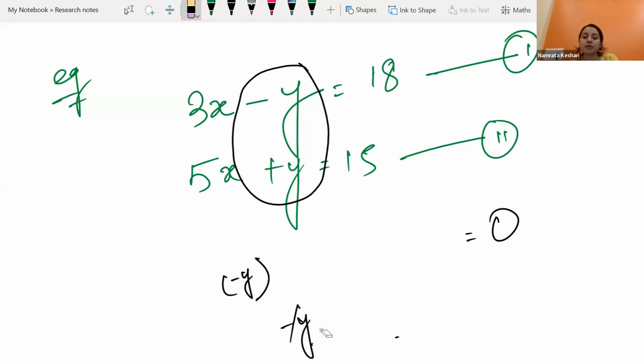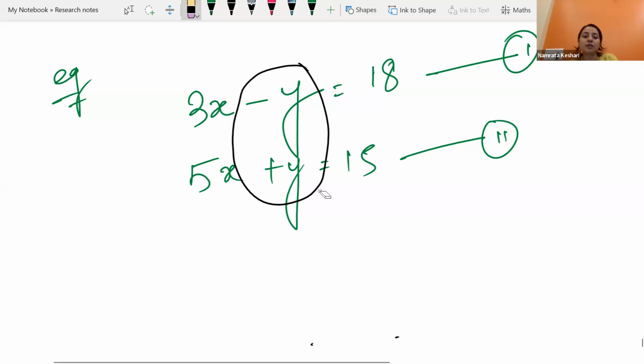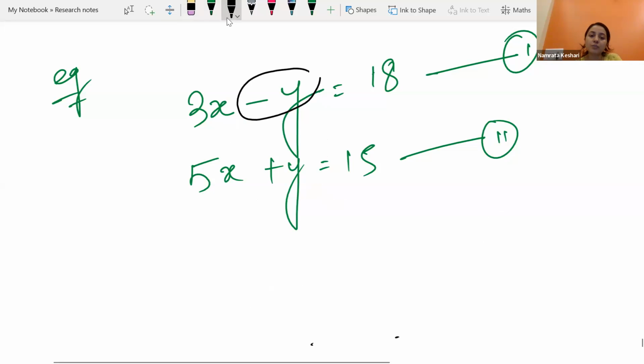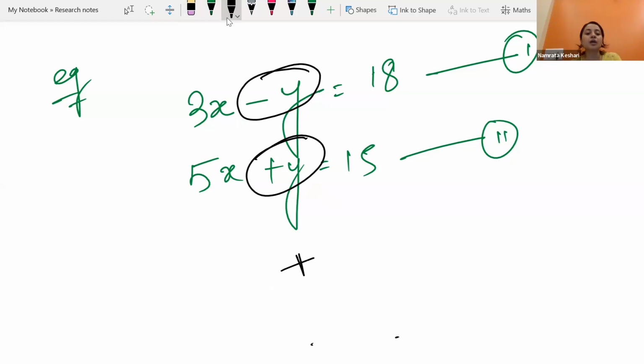So yes, if the signs are already different, one is positive, another is negative, that means you don't want to disturb it. You don't want to change it. Already you are getting 0. At that time you must add them because the addition sign doesn't change anything. Whenever you notice that one of them is negative, another is positive, already they are making 0, then please don't disturb it. Just add them. Why add them? Because the plus sign doesn't change anything.